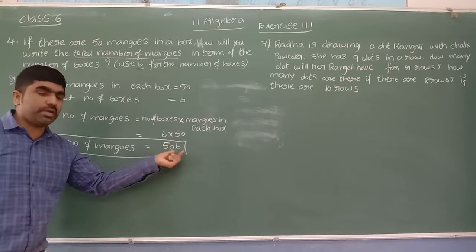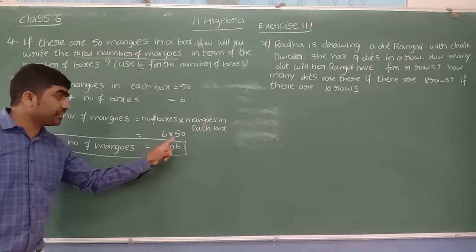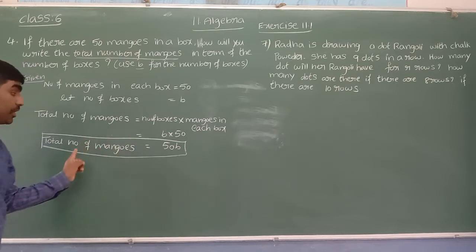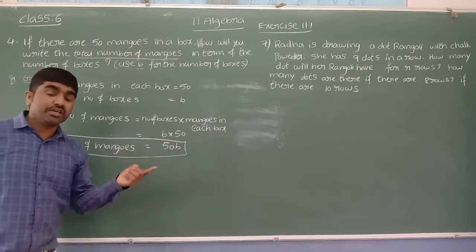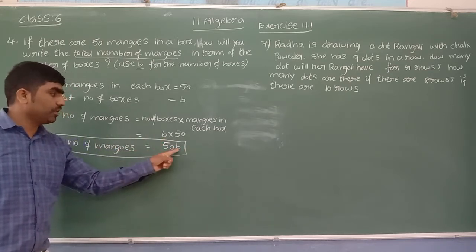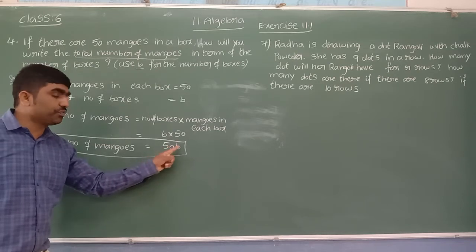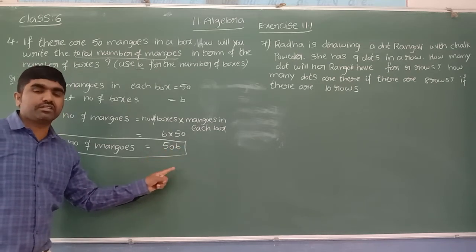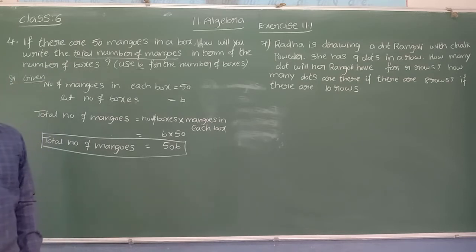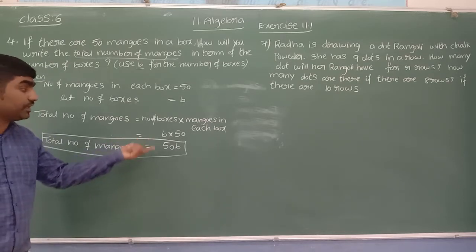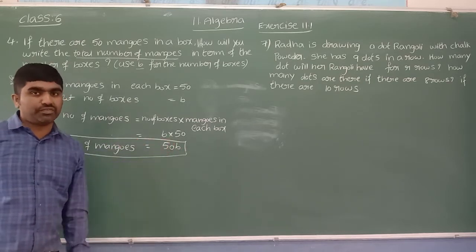B is equal to 3. I mean, if you have 3 boxes, 50 into 3, 150. Total number of mangoes are 150. Suppose if you have 4 boxes, 50 into 4, 200. There are total 200 mangoes. Like that, we can write the rule with the help of alphabets.